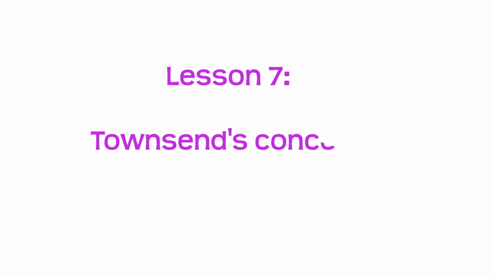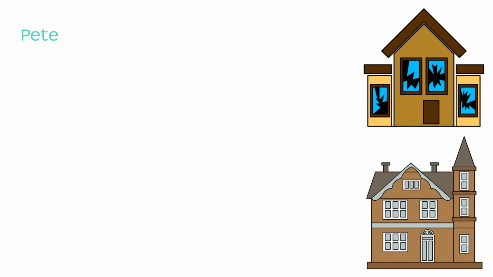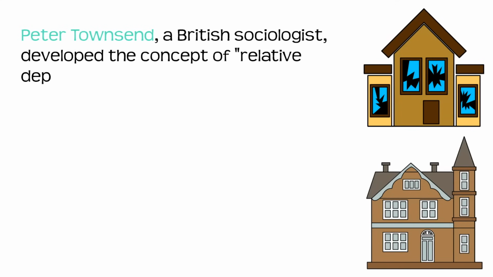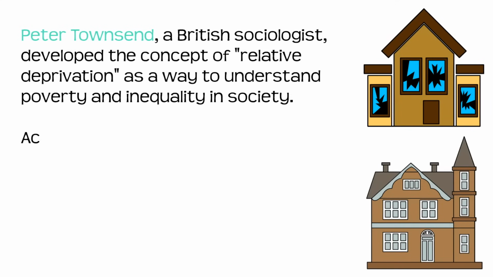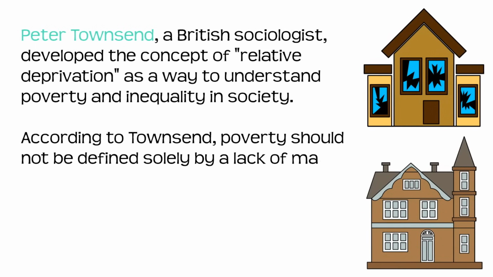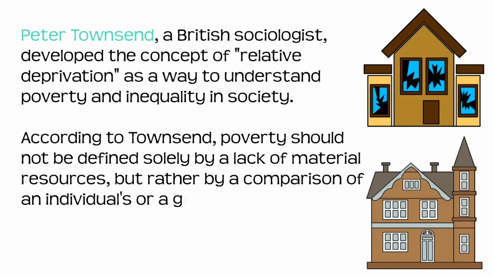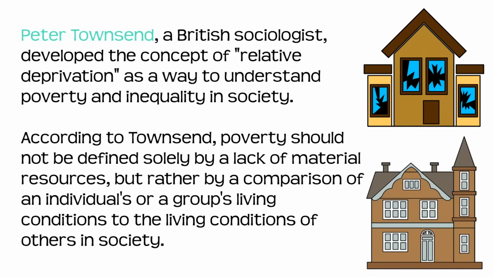Lesson 7. Townsend's concept of relative deprivation. Peter Townsend, a British sociologist, developed the concept of relative deprivation as a way to understand poverty and inequality in society. According to Townsend, poverty should not be defined solely by a lack of material resources, but rather by a comparison of an individual's or a group's living conditions to the living conditions of others in society.